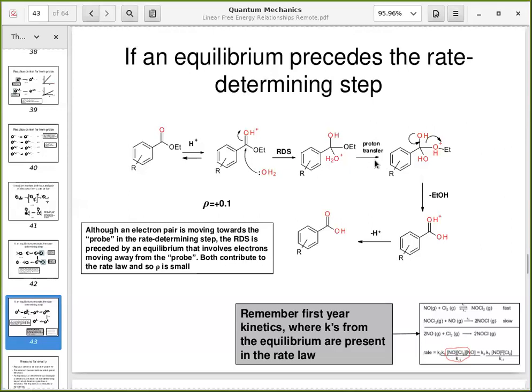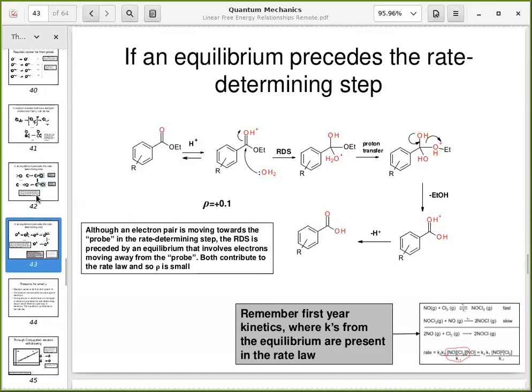This step cannot be rate determining because this involves a proton transfer. Can you see that a proton is transferring from H2O+ to HOH+, and so that cannot be rate limiting, and of course you very easily lose ethanol at that step. That's not rate limiting, and this again is a proton transfer. It can't be rate limiting. So these are the only steps that matter. You've got a rate determining step preceded by an equilibrium, but the equilibrium contributes to the rate law.